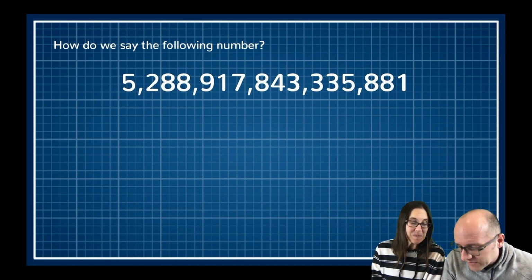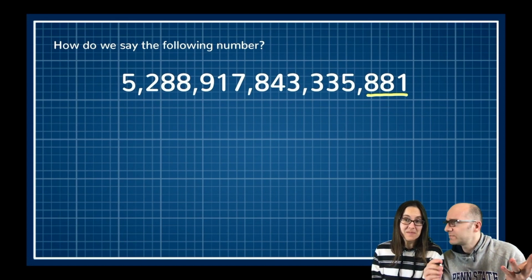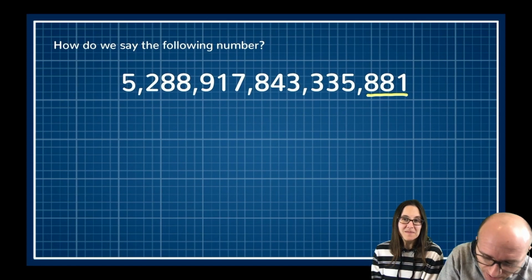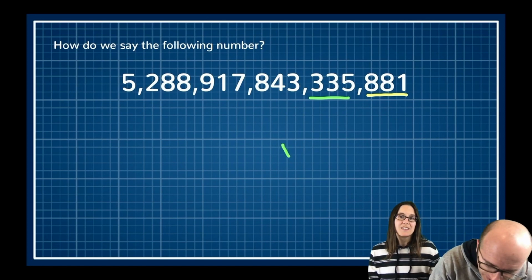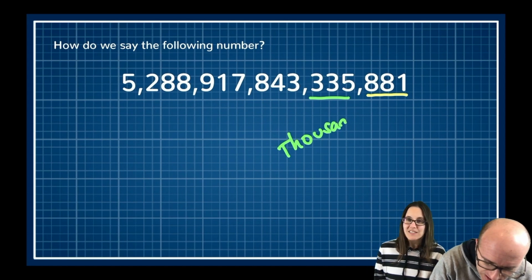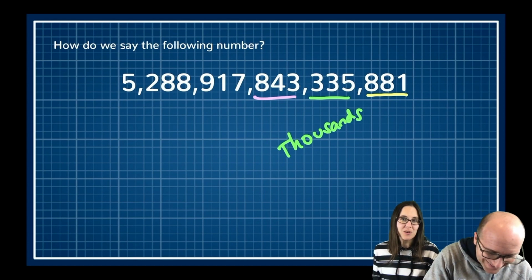So the last three digits here, we got 881. We're probably pretty good at hundreds by this point, but then we get to the thousands. So I'm going to write that out. Thousands. So that's 335,000. That's what that green part is that you underlined.